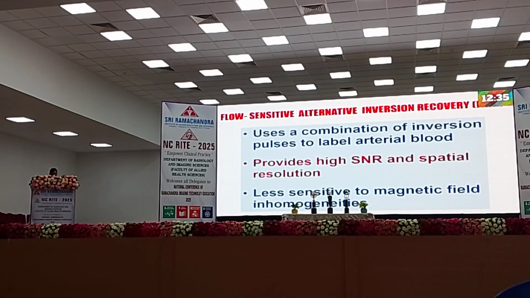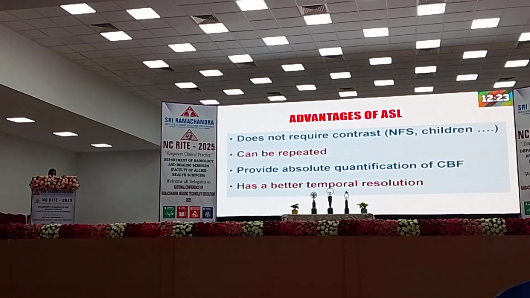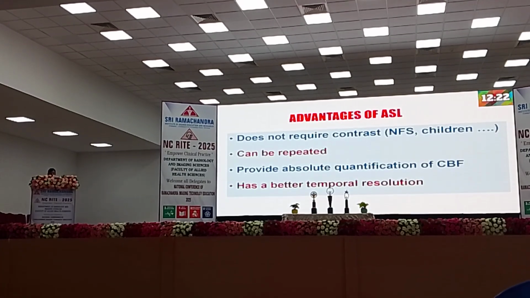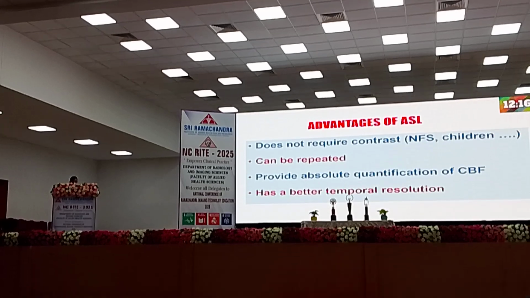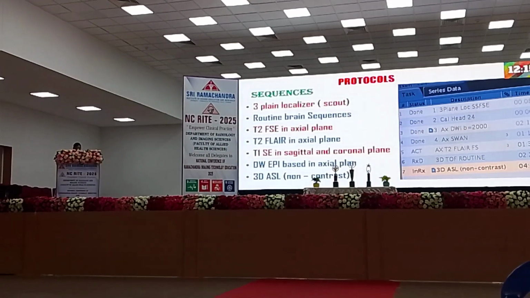The next one is flow sensitive alternating inversion recovery, called FAIR. It uses a combination of inversion pulses to label the arterial blood, provides high SNR and spatial resolution, and is less sensitive to magnetic field inhomogeneities. The advantages of ASL: it does not require contrast, it can be repeated, it provides absolute quantification of CBF, and it has better temporal resolution.